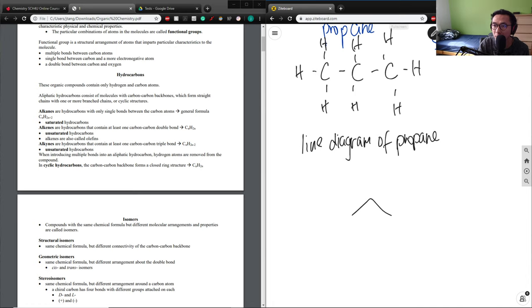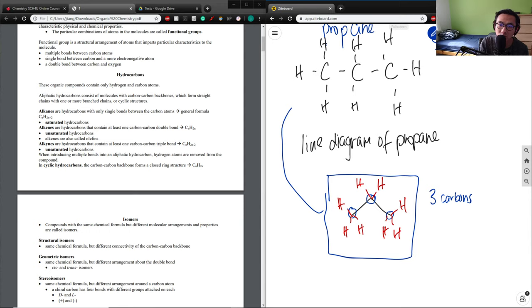So I'm going to break this down real quick. This here is one carbon, this here is another carbon, and this here is another carbon, so this is three carbons in total. In a line diagram, we don't show the hydrogens. Ideally, I would have, I'll do this in red, one, two, three hydrogens here, one, two hydrogens here, and another three hydrogens here. So it's very similar to what we did up above. If you compare this line diagram with the structural diagram, it's very similar, right?